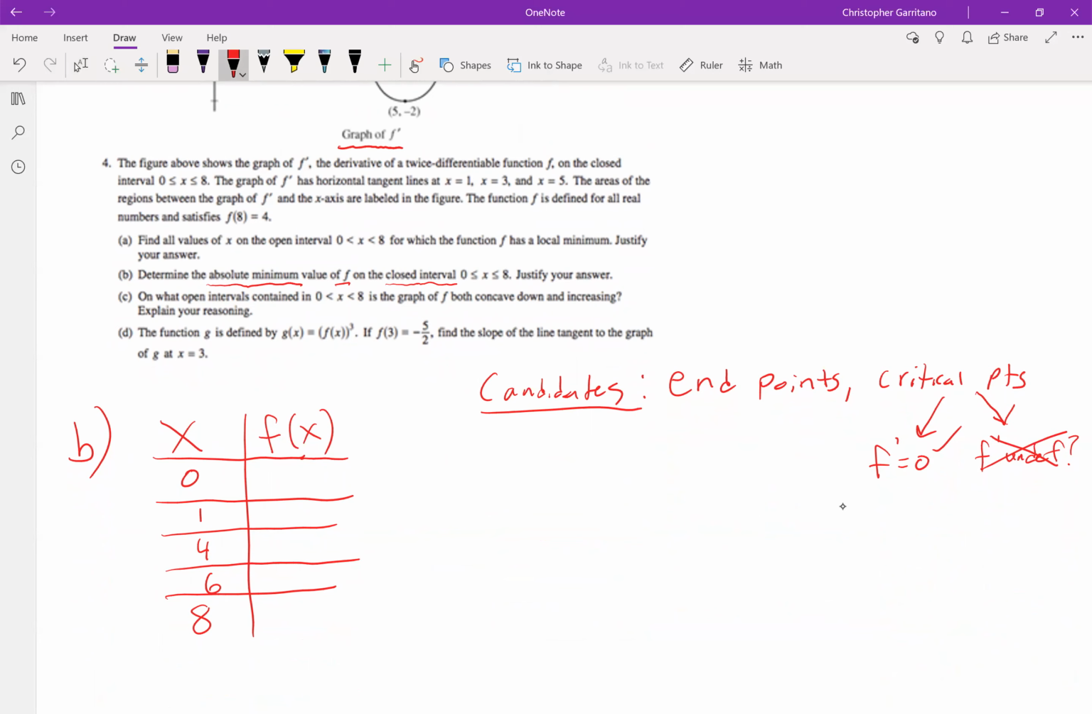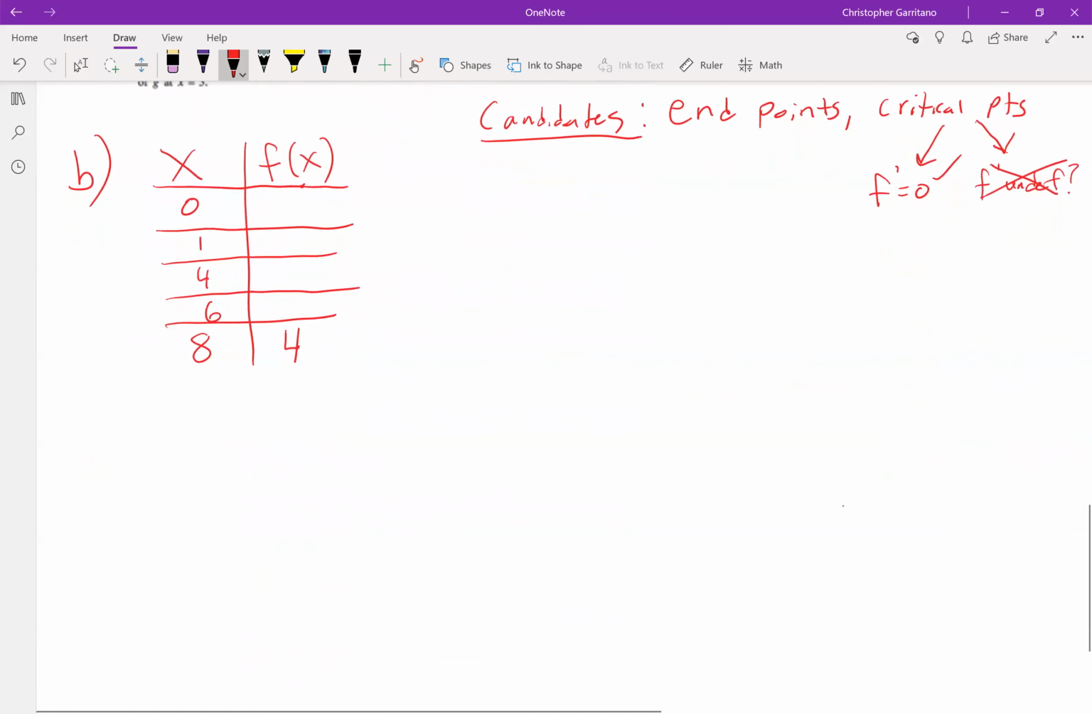So they kind of gave us an initial condition, but they're being tricky here. They're telling us that the value of the original function, not the derivative, when x equals 8 is 4. So we actually do get one of these values for free. Now for the rest of them, we have to use that initial condition plus the idea of integration in order to get the values for f of 0, 1, 4, and 6. So we're going to do some of this work over here.